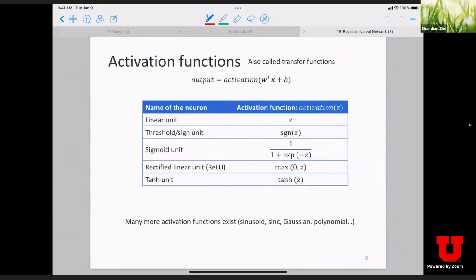The choices of activation function are many. You can use a linear unit that basically doesn't do anything. You can use a thresholding unit. You can use sigmoid, rectified linear unit (ReLU), and tanh. And right now there are many other variants, like GELU. It's a sigmoid times some function to simulate the ReLU, but it makes your activation function differentiable and continuous.